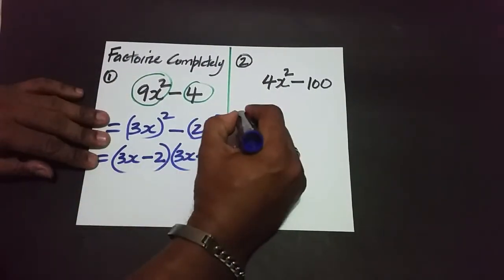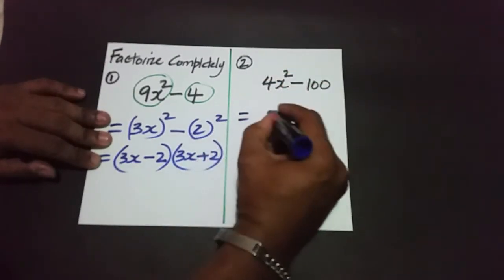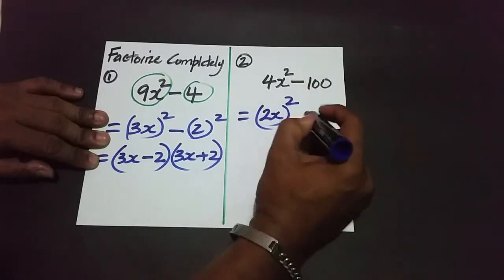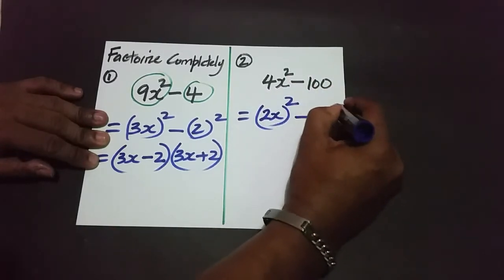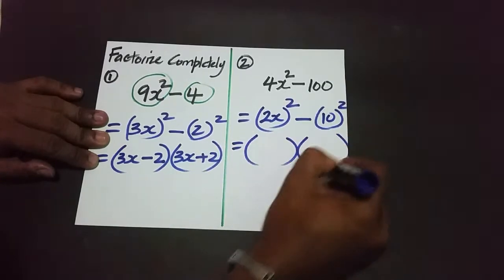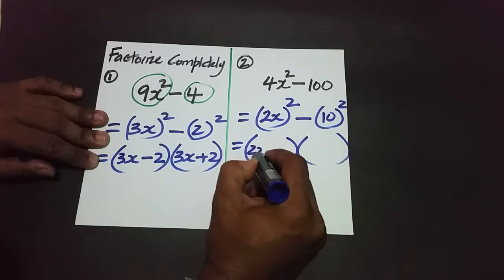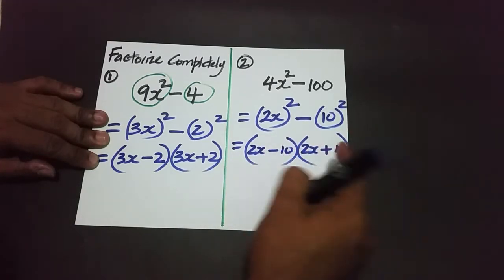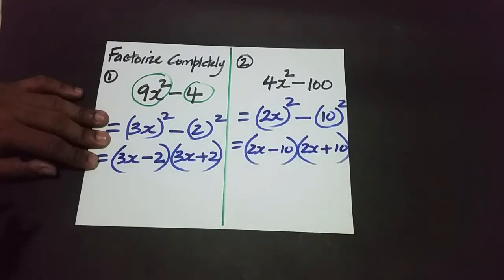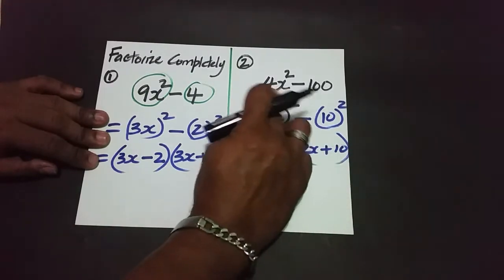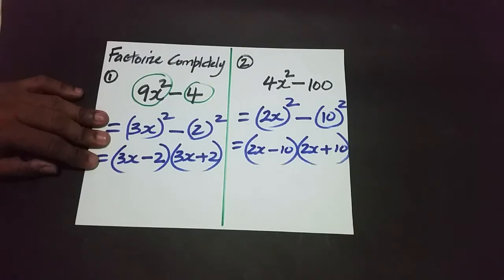So again, 4x squared can be written as 2x all squared minus, and 100 is 10 all squared. So the final answer will be 2x minus 10 in one bracket and 2x plus 10. And again, the two signs must be different when it's factorization by difference of two squares, because it allows us to get rid of the middle piece and just end with the first and last piece.